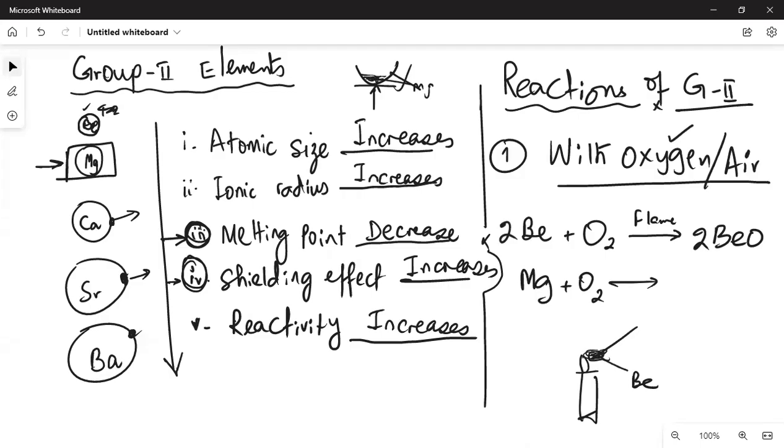Sir, state symbols. Yes, state symbols should come. Tell me, Fatima, you tell me. Tell the state of beryllium. Well done. Solid. Now tell oxygen's. Gas. Nice. And the product, if it has a metal in it, would be solid. Those would be the states for all the reactants and products in this reaction. Again, we have flame, and magnesium oxide is formed, solid.